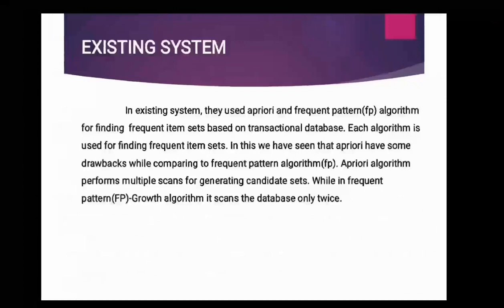Now coming to the existing system, in the existing system they used the Apriori and frequent pattern algorithms. Here Apriori is candidate generation and frequent pattern is tree generation, and these are for finding frequent item sets based on a transaction database. Each algorithm is used for finding frequent item sets. In this we have seen that Apriori has some drawbacks compared to the frequent pattern algorithm. Apriori performs multiple scans for generating candidate sets, while the frequent pattern growth algorithm scans the database only twice.